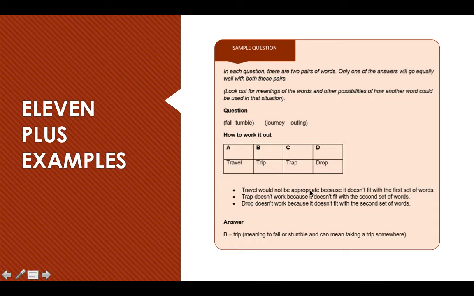So travel would not be appropriate because it doesn't fit with the first set of words. Trap doesn't work because it doesn't fit with the second set of words. Drop doesn't work because it doesn't fit with the second set of words. So the answer to this would be B, which is trip, meaning to fall or stumble. And it can also mean taking a trip somewhere. Okay, so you can see how that kind of works.